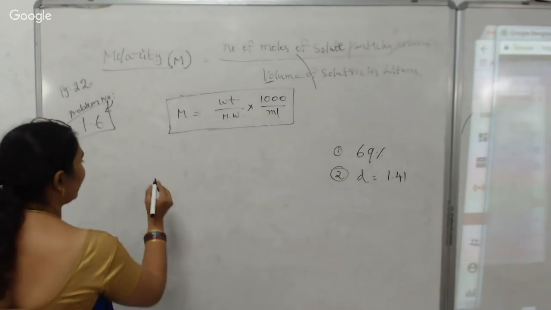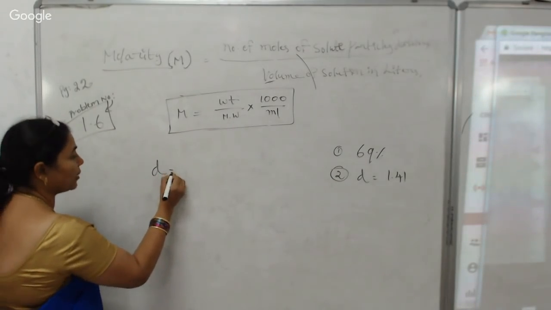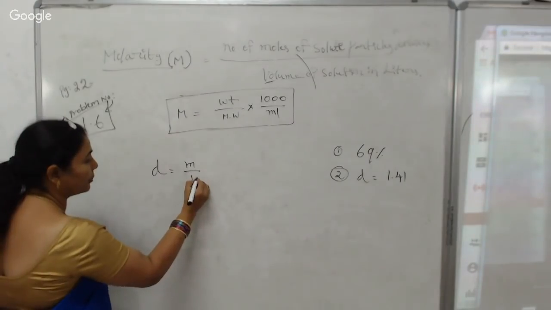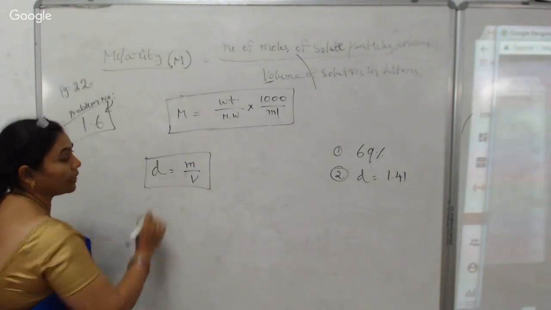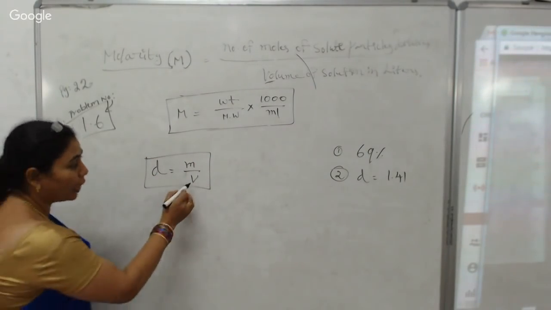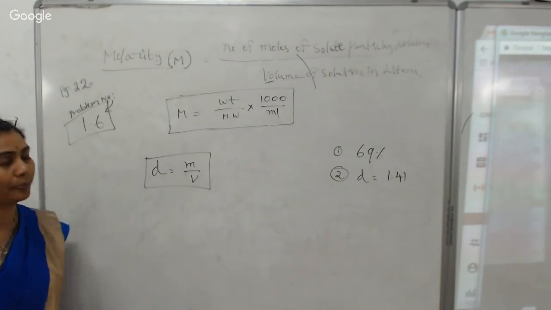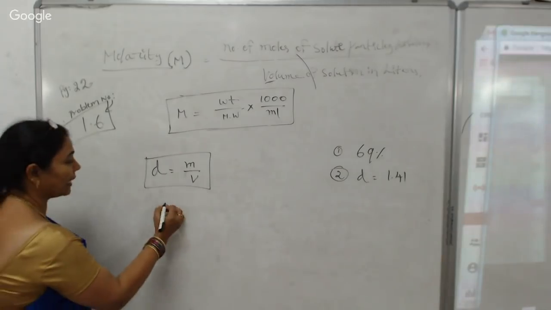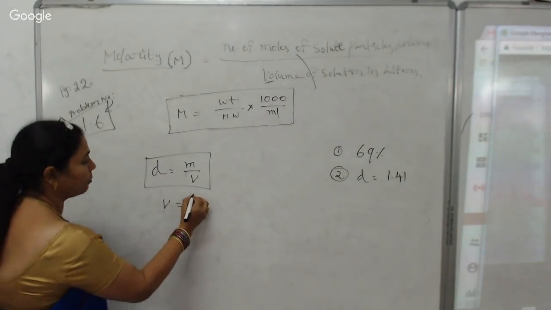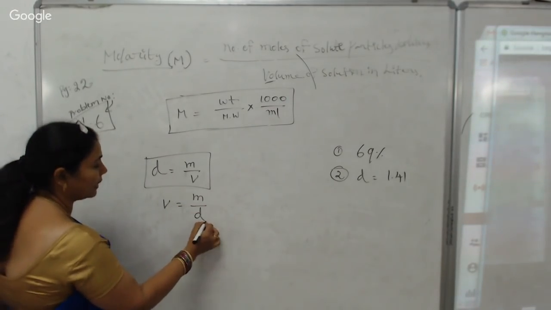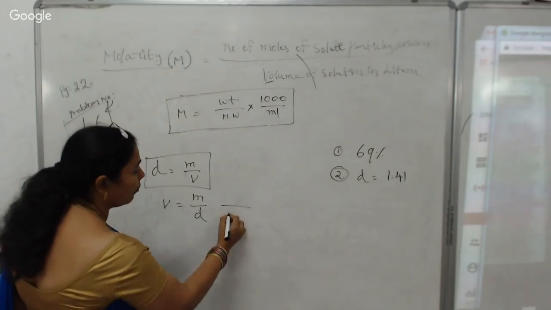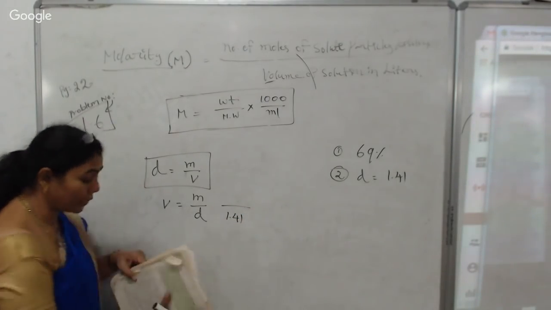Density formula is what? Density is equal to mass by volume. This formula you already know, right? But volume you don't know. You know the density and you know the mass also. Then how will you calculate? Volume is equal to mass by density. Density is given as 1.41. What are the units it is given in?